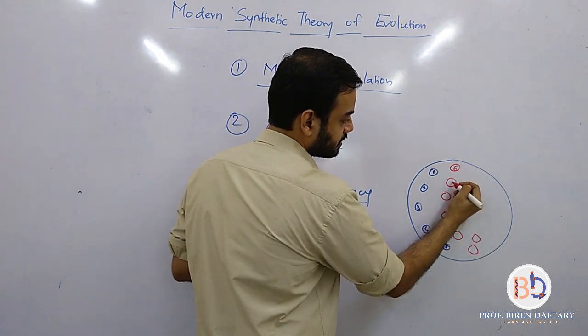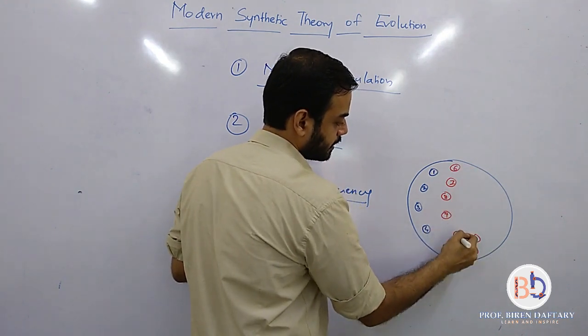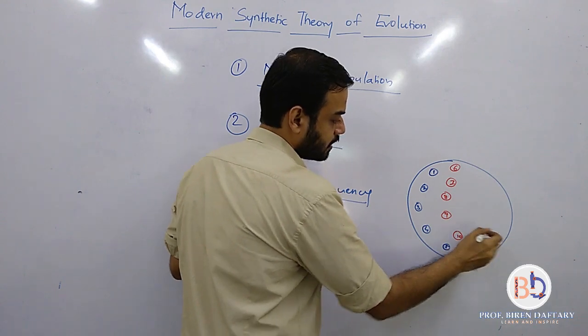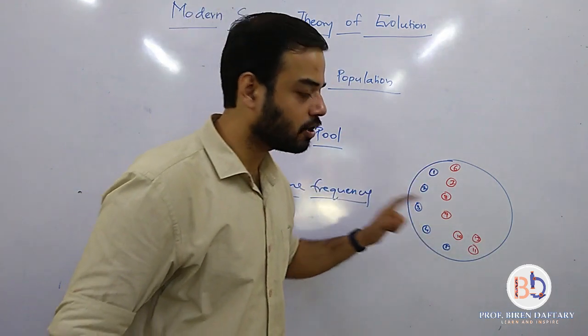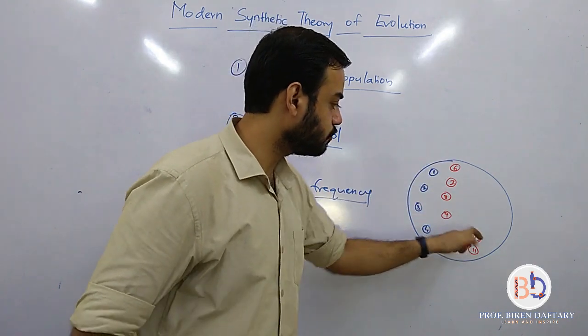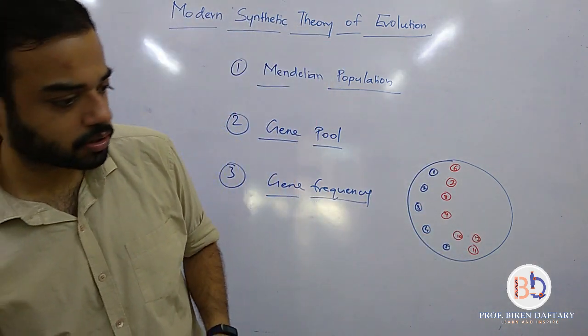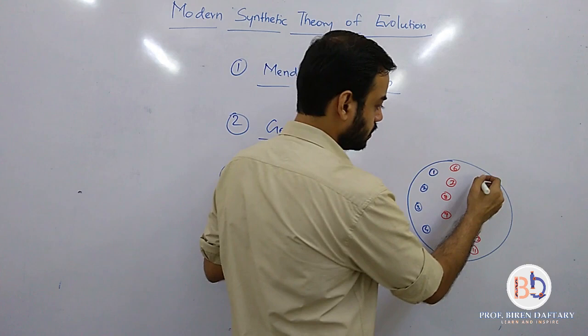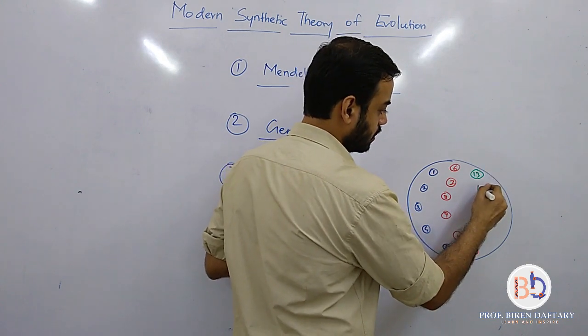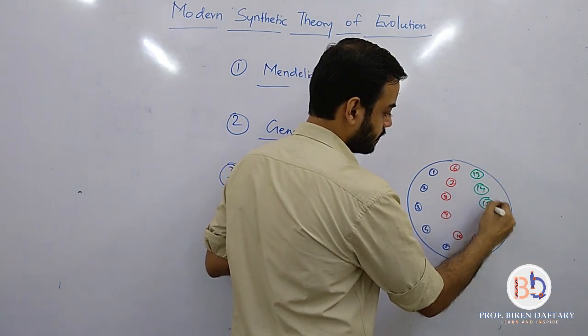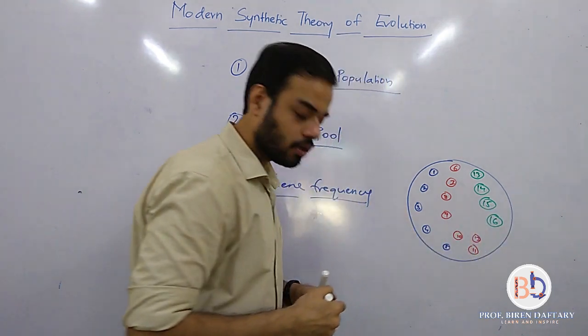So this is number 6, number 7, number 8, 9, 10, 11, 12. Just imagine all these are cows, all these are wolves, and now I'm going to draw a third type of organism which is going to be green color. So 13, 14, 15, 16.